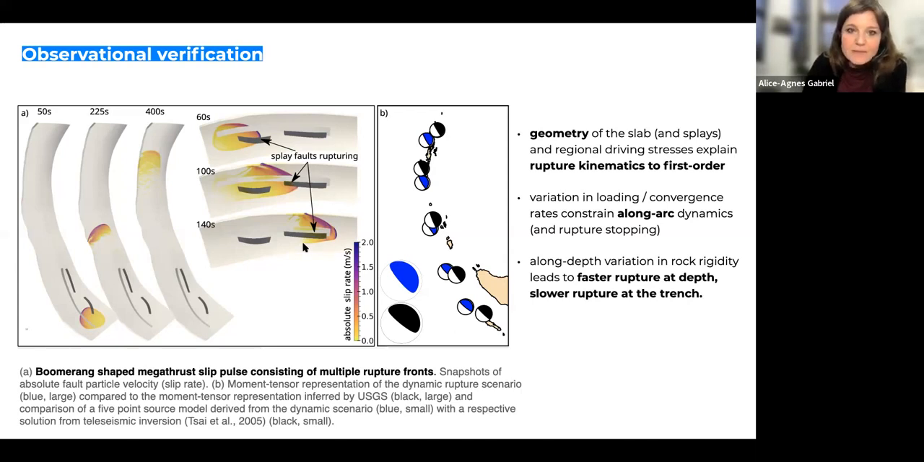depth. In this model, all splay faults rupture, and we can compare it, for example, to a 5-point CMT model that is here worked by Victor Tsai, and we have an excellent agreement. This variation in loading and in convergence really constrain also how the rupture stops. So this is not a forced stop of the rupture, but it spontaneously stops in the north and also in the south.